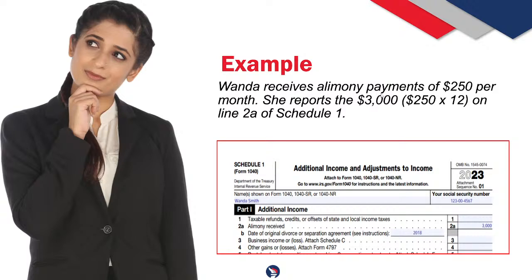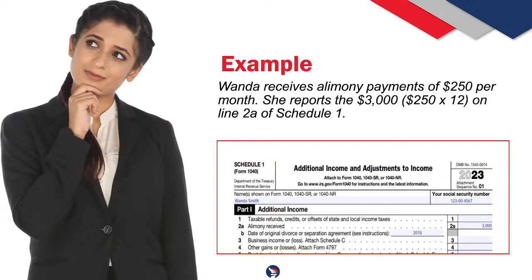So, one receives alimony payments of $250 a month; she reports the $3,000, that's the $250 a month times 12, on line 2a of Schedule 1, and like we said, on 2b, reporting the year that it was put in place. This decree went into place in 2018, so she has to report this as income received.